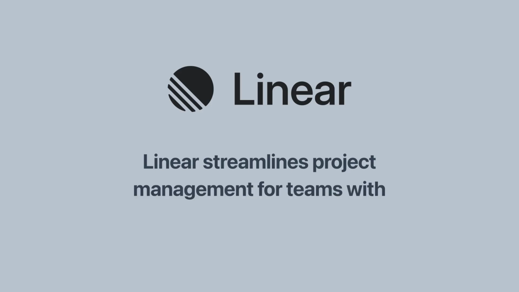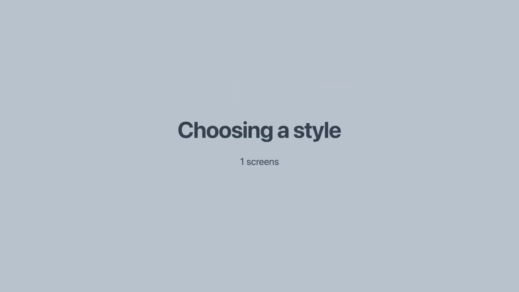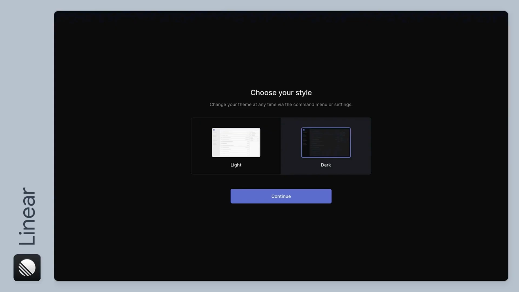Linear streamlines project management for teams with customizable workflows. Let's begin by exploring choosing a style. Select your preferred theme style, then click Continue. Now let's explore the next topic, copying an invitation link.